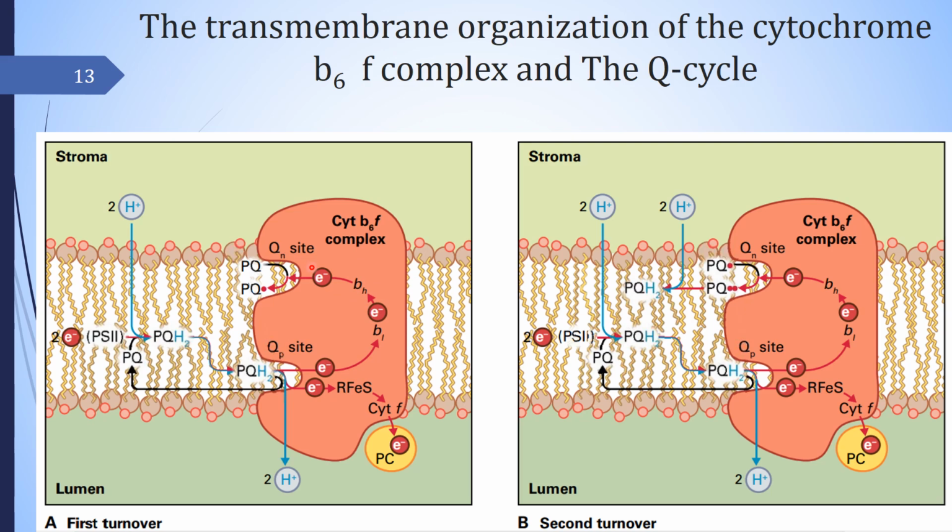Now, through this series of cytochrome b complexes, cytochrome b type hemes, this electron will be utilized for the formation of plastosemiquinone and then again plastohydroquinone. This is the first turnover. In the second turnover, again an electron will be delivered to this site and to the QN site, and this semiquinone will be converted into plastohydroquinone.